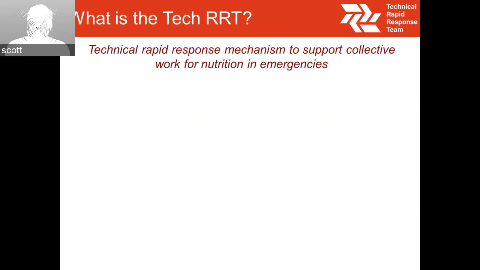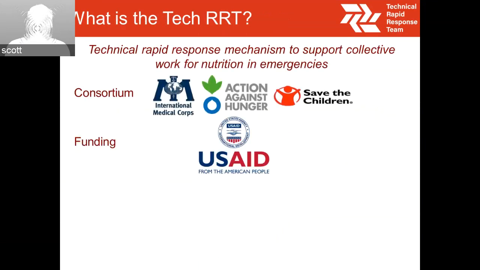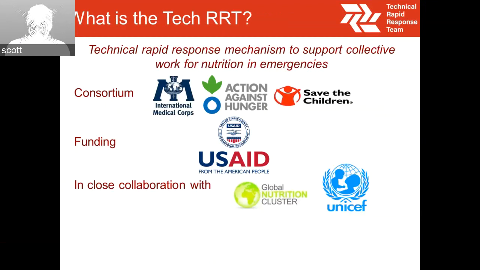Just to go over what the Tech RRT is. It stands for the Technical Rapid Response Team. As it says here, it's a response mechanism to support the collective work for nutrition in emergencies. It's a consortium made up of 3 different organizations: IMC, Action Against Hunger, and Save the Children. The funding for the project comes from the USA to OFDA, and it was developed in close collaboration, and still is, with the GNC as well as with UNICEF.